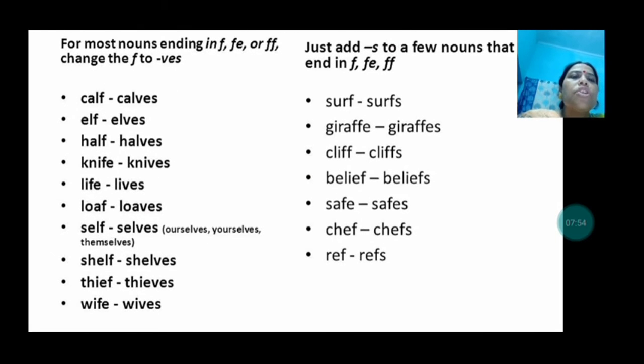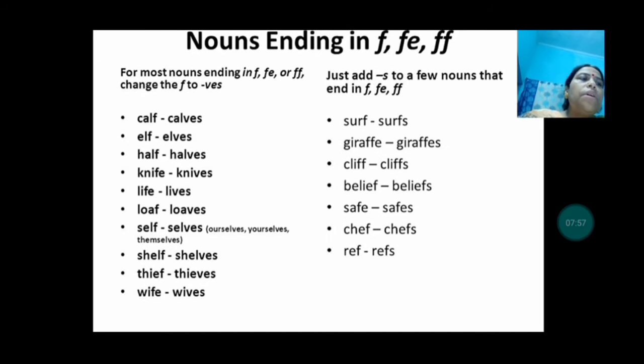But there are some words which you will have to learn. In that, if they have ended with F, then we will not remove F, but we will add only S. Okay, so there are exceptions. Like surf, surfs. Giraffe, giraffes. Cliff, cliffs. Belief, beliefs. Safe, safes. Chef, chefs. Ref, refs. So you have seen that in the previous rule we learned that we will remove F and add VES, but here we have only added S. So learn this.